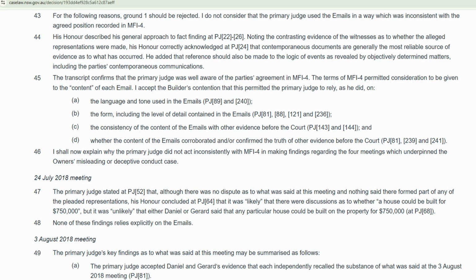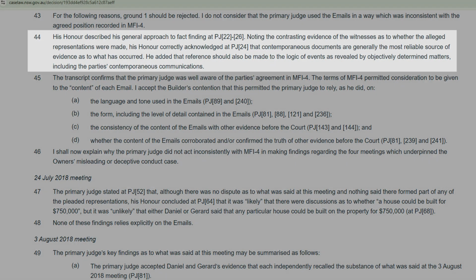Court says, paragraph 44. His Honour described the general approach to fact-finding at paragraphs 22 to 26, noting the contrasting evidence of the witnesses as to whether the alleged representations were made. His Honour correctly acknowledged at paragraph 24 that the contemporaneous documents are generally the most reliable source of evidence as to what has occurred. He added that reference should also be made to the logic of events as revealed by objectively determined matters, including the parties' contemporaneous communications.